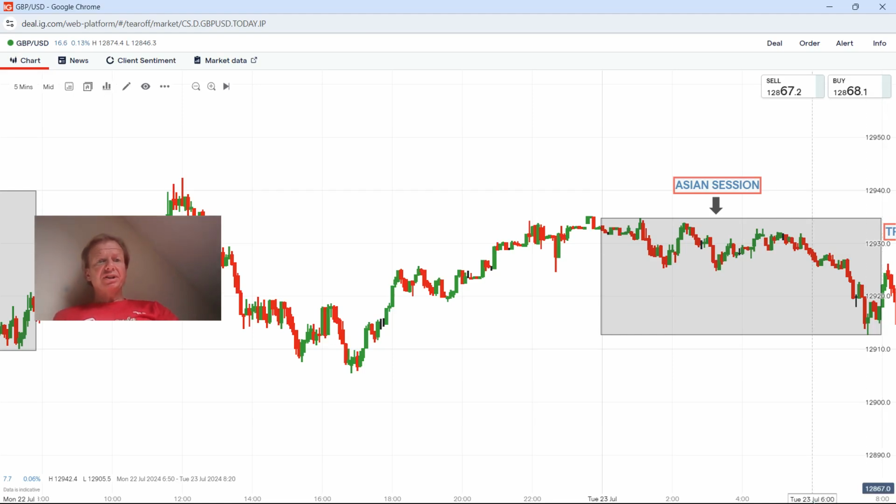Okay, so let's look at this week's Forex trades. Let's get straight into it. This is a chart of the pound against US dollar, 5-minute candlestick chart. Really easy strategy I use. It's called the London Breakout strategy. I mentioned it in previous videos.